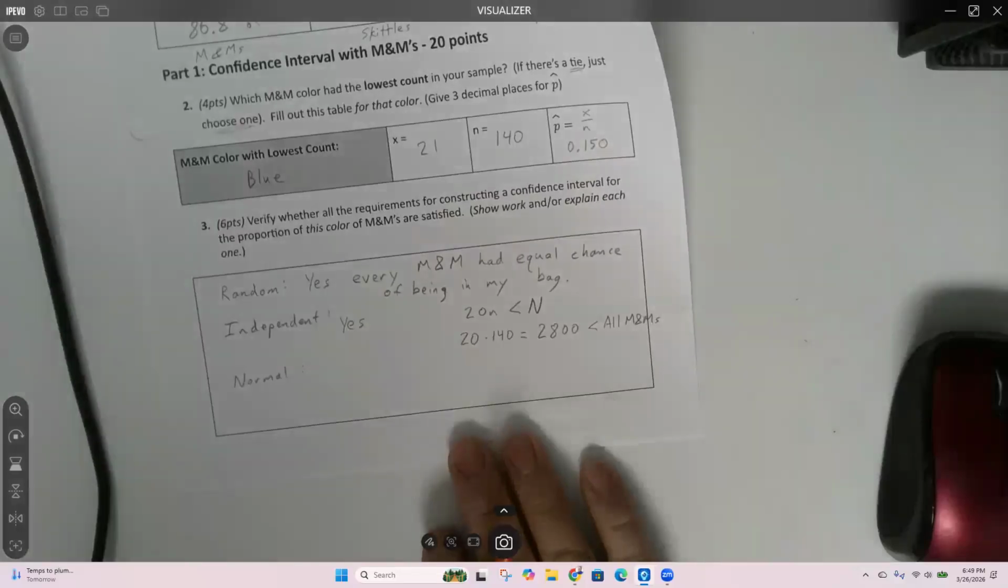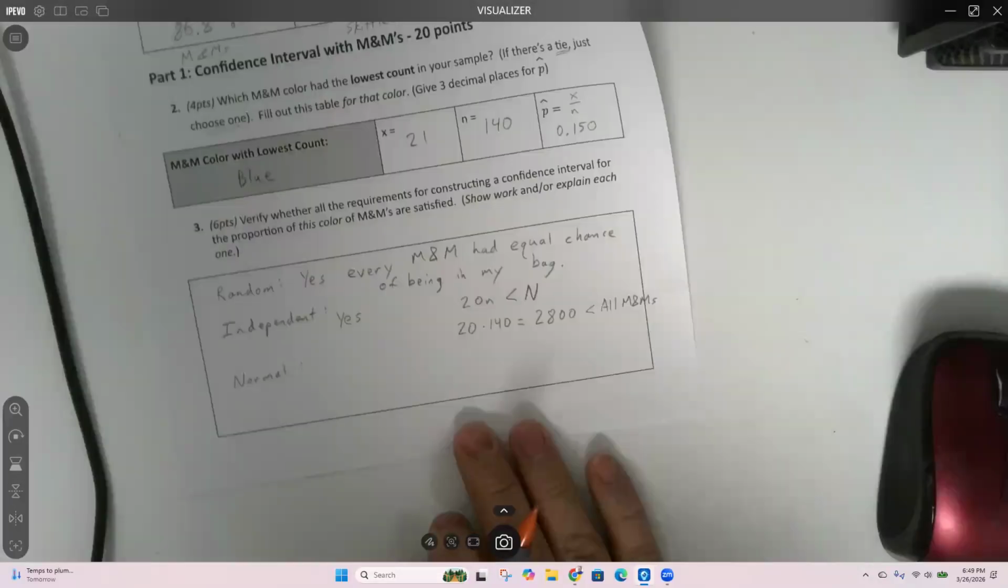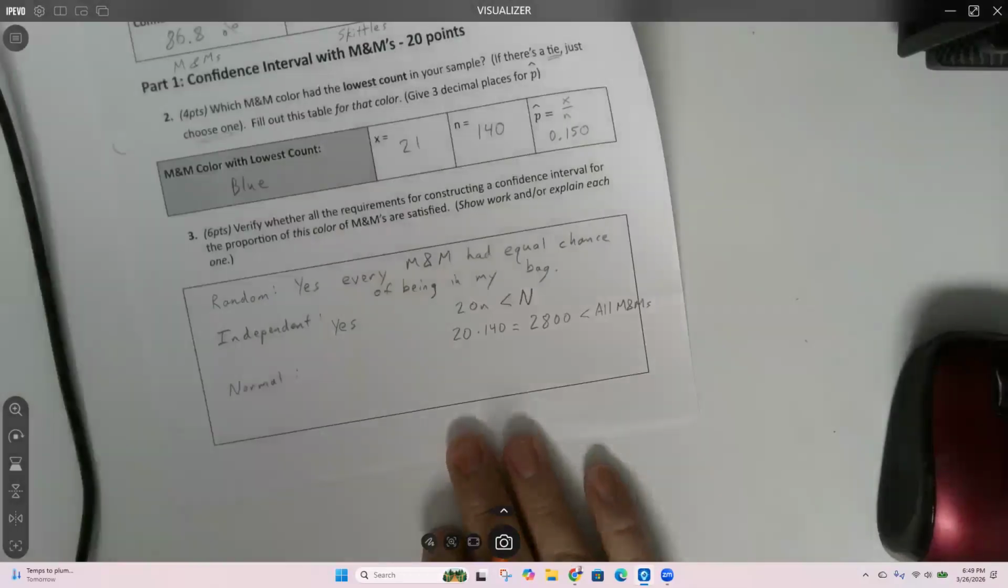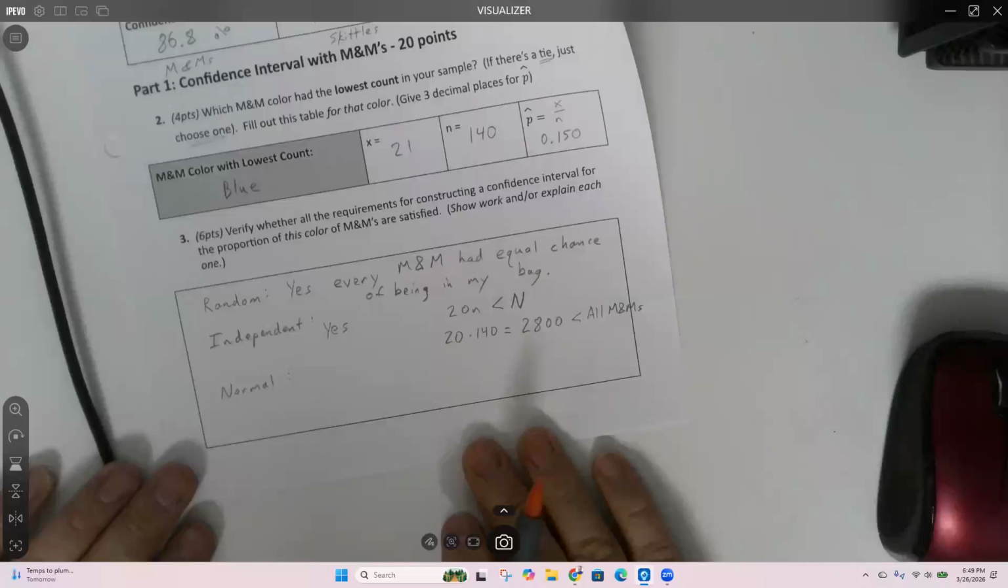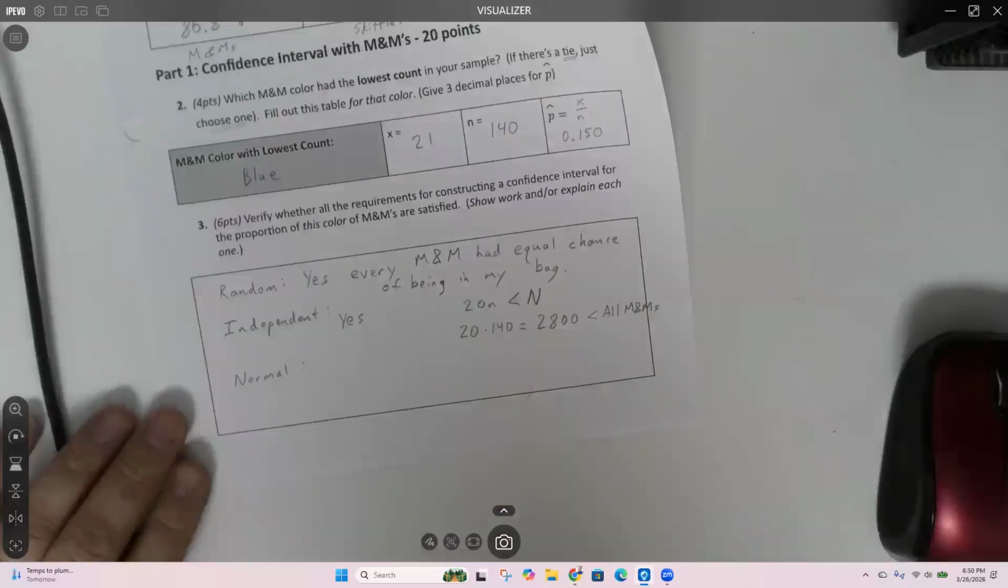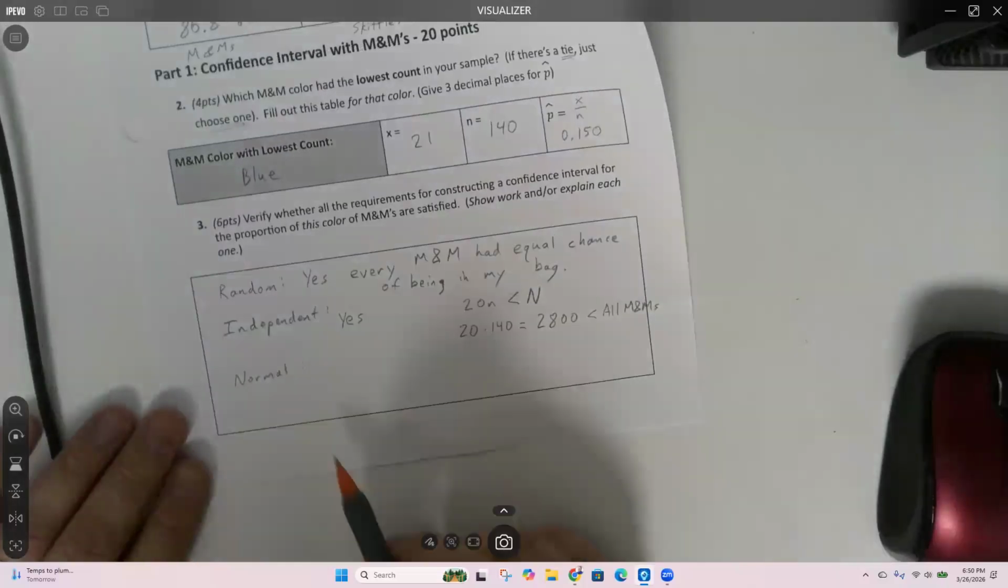Trillion. There's trillions of M&Ms. So hopefully nobody went out and bought 5% of the world's M&Ms. In your case, you would have a no. Okay, so I don't think anybody did that. That would be very newsworthy.